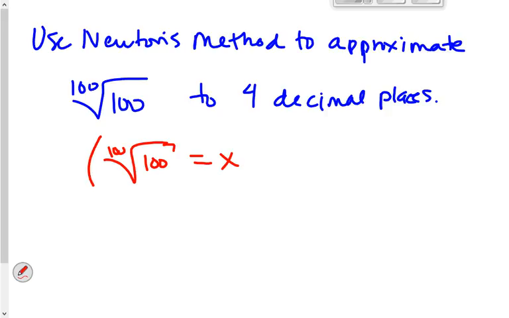Yeah, I would raise both sides to the 100 power because I'd much rather deal with 100 equals x to the 100. Because I know how to take the derivative of this. That's easy. And chances are I'm going to be taking the derivative because it's a calculus class.